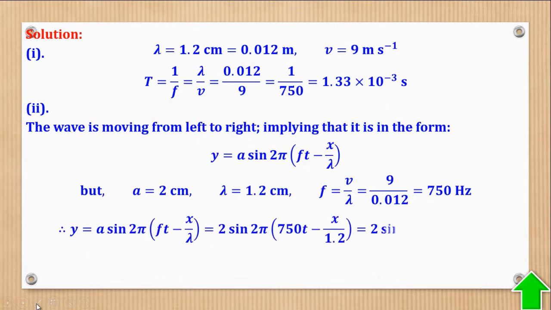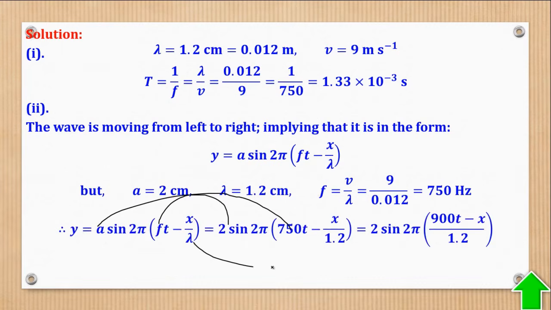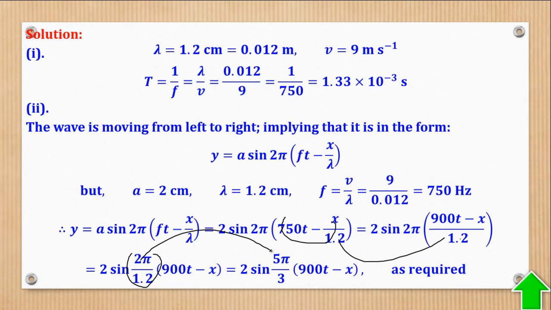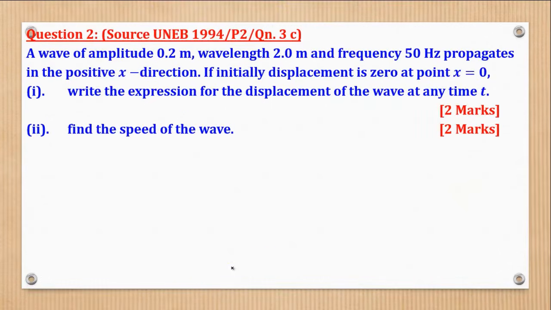Therefore, I'll substitute for amplitude, for frequency, and for wavelength. Now here in this bracket, I'll get the LCM to come up with this. After that, I'll take this 1.2 outside to come up with this. Then when I reduce this, I'll come up with 5 over 3. So 2 divided by 1.2, when you reduce it, becomes 5 over 3. And this is what they wanted. So that was question 1.